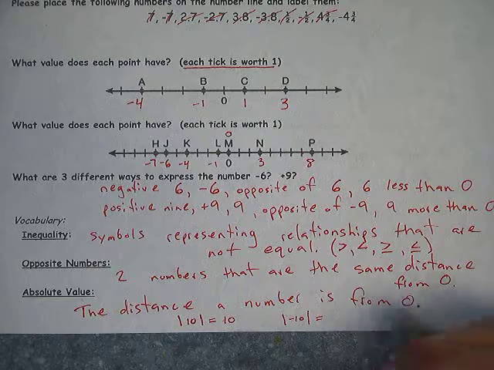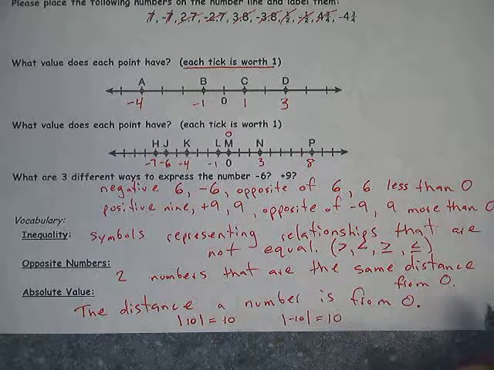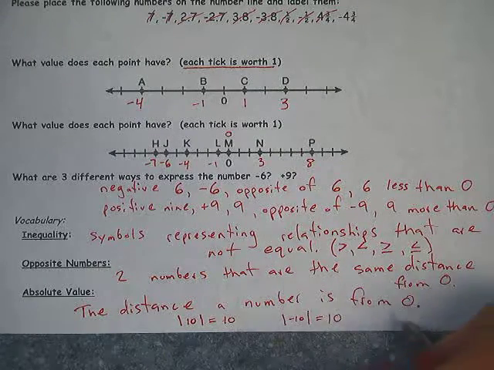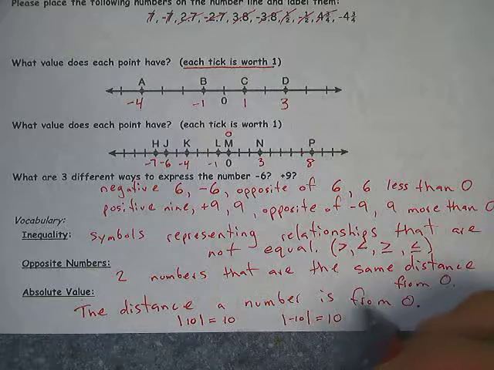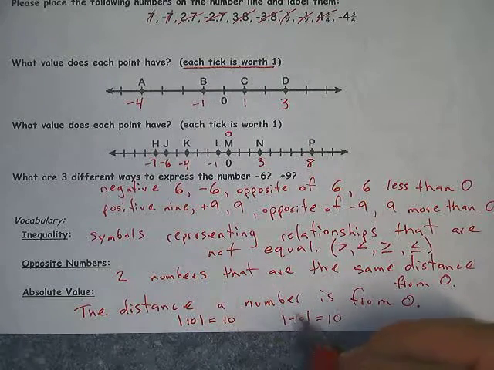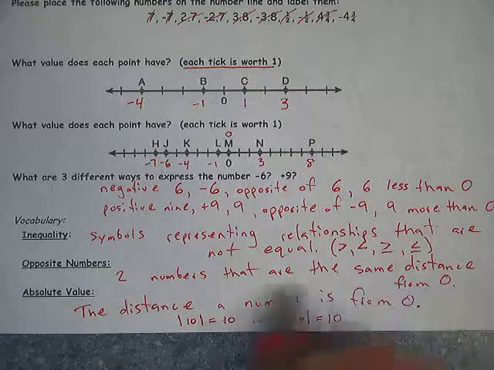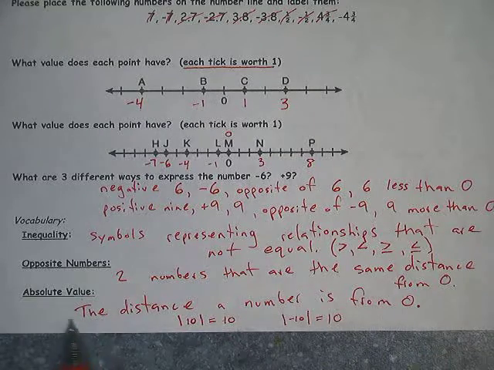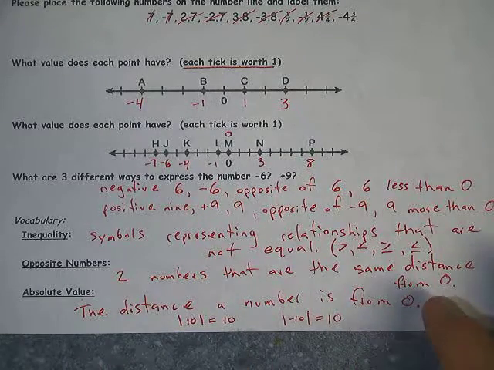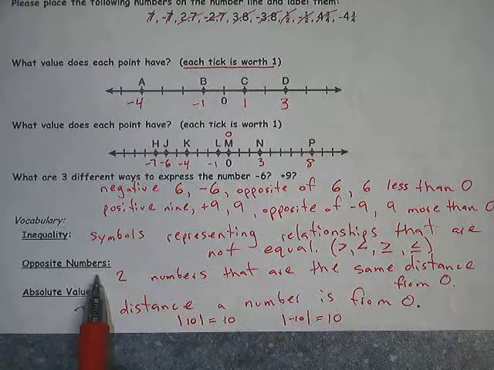Now absolute value is expressed with these bars around a number. So this says the absolute value of 10. How far is 10 from 0? Well, 10. What about the absolute value of -10? How far is -10 from 0? It's 10.